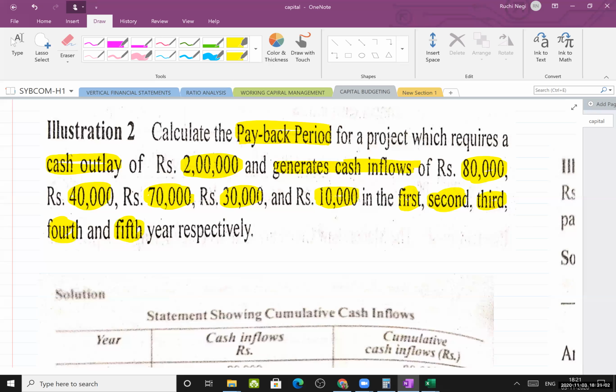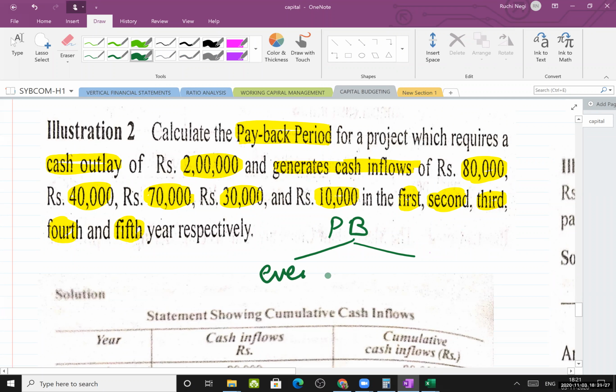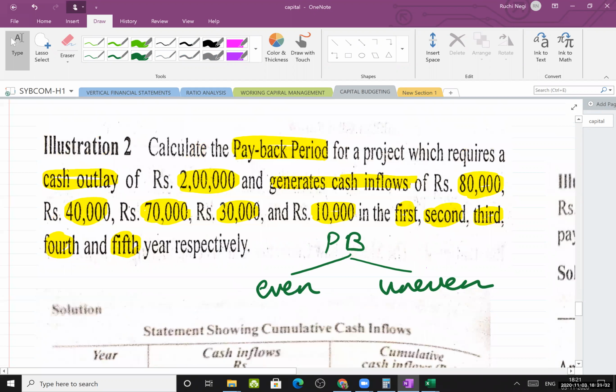Now, if you remember, while doing the theory, I had said there are two things which you have to remember: one is even flow and one is uneven flow. In the payback, I had said there are two types. So in this sum, your cash inflow is 80, 40, 70, 30 and 10. This is uneven.